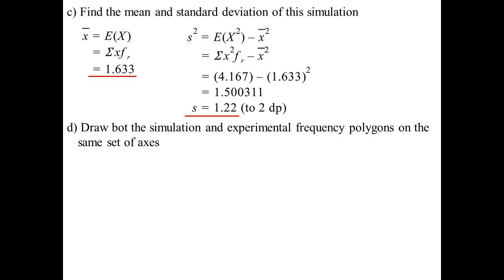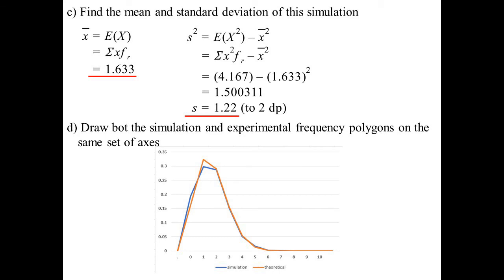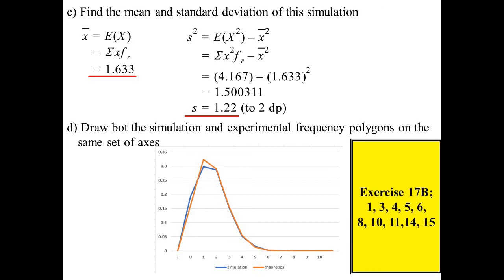Draw the simulation and the experimental frequency polygon on the same set of axes. Well, there you go. Again, I use my spreadsheet to draw it for me. But the blue one is our simulation. The orange one is the theoretical one. So what we were expecting to get. They're actually reasonably close. It's not a bad simulation. What we should see is the more times you repeat the experiment, the closer and closer to those curves actually matching. Okay, 17b, we'll play with binomial distribution.